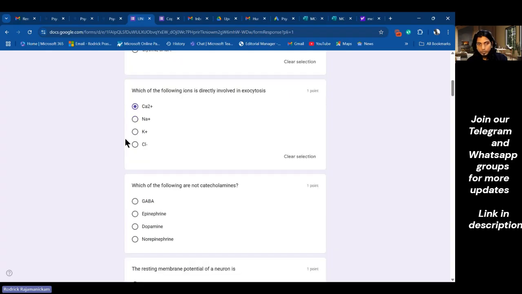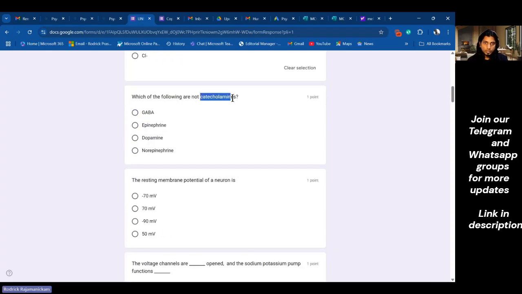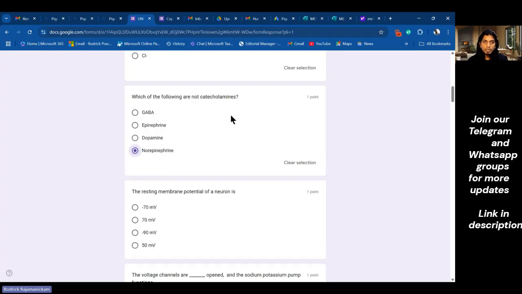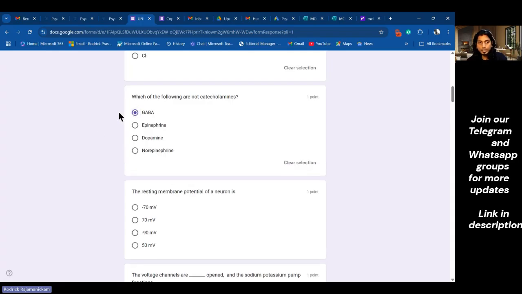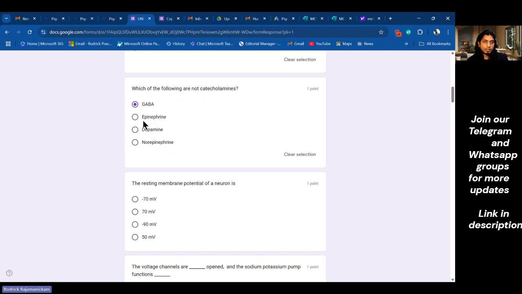So it is calcium. Which of the following are not catecholamines? So there are two kinds of amine-based neurotransmitters. You have indolamines and catecholamines. Catecholamines include epinephrine, dopamine, and norepinephrine. Indolamine includes serotonin. So which is not a catecholamine here? GABA. So GABA is likely a monoamine neurotransmitter. We'll check that later. So catecholamines are these.